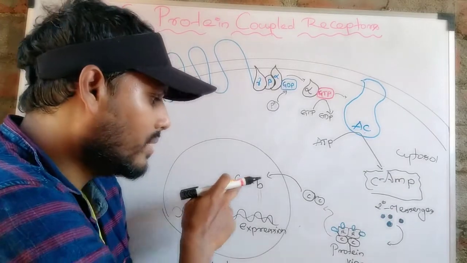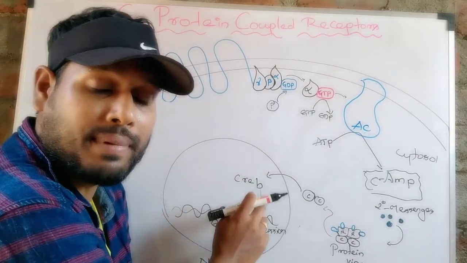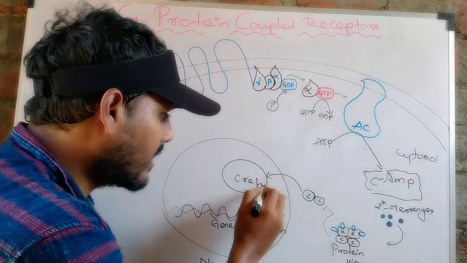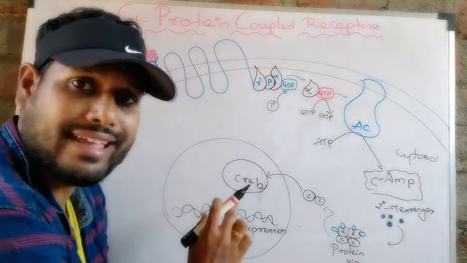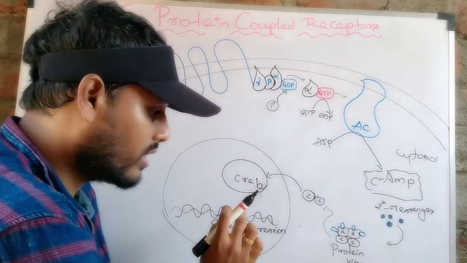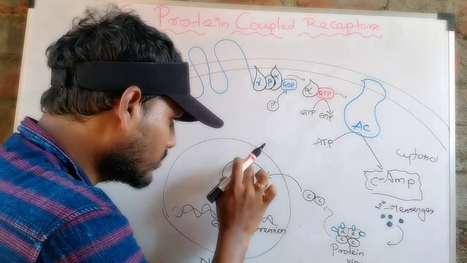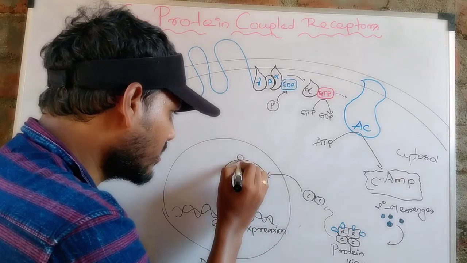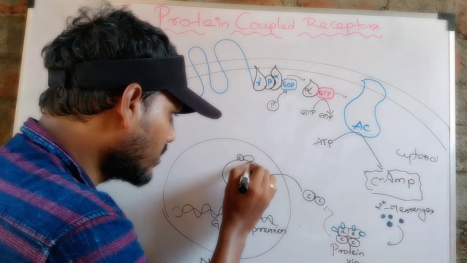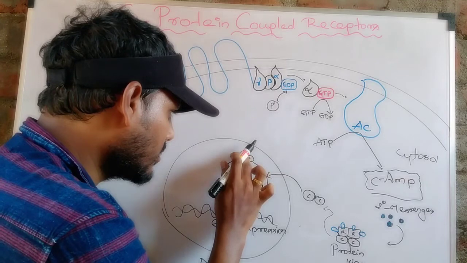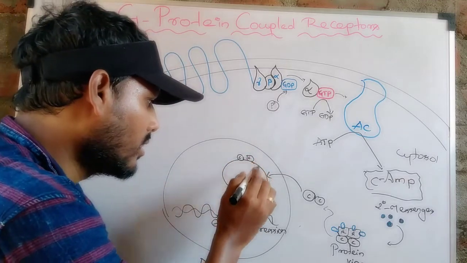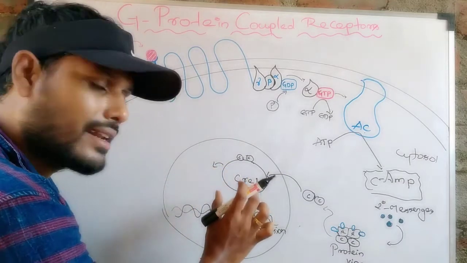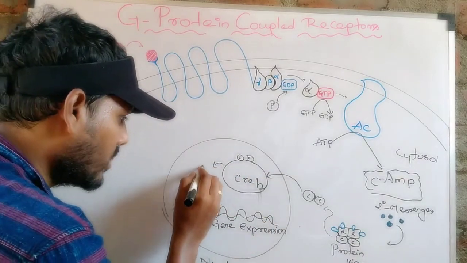Cyclic AMP response element binding protein. We have a binding site here, exactly here. These catalytic subunits will bind here. It will get phosphorylated. This CREB protein gets phosphorylated. CREB.